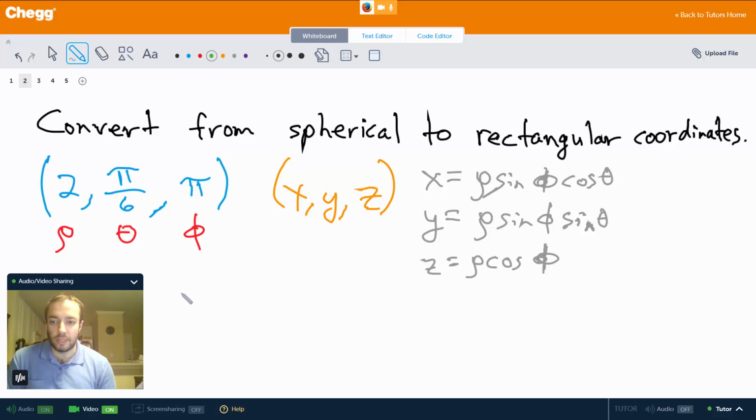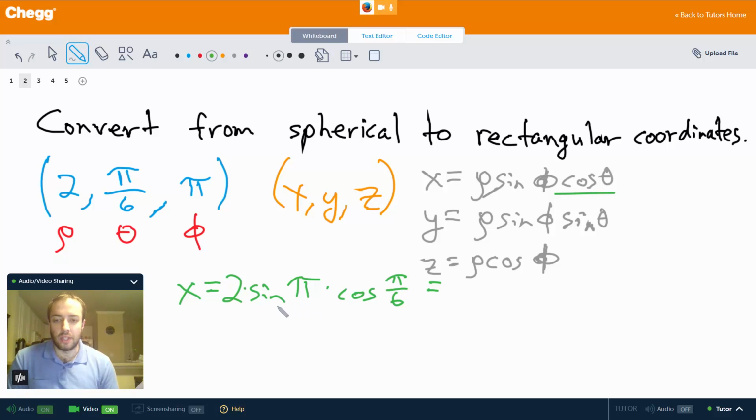So x, using this formula then, x equals rho sine phi cosine theta. So x is 2 sine of phi. Phi is pi. So that's 2 sine of pi times the cosine of theta, and theta is pi over 6, so times cosine of pi over 6, equals what? Well, 2 is just 2. What's the sine of pi? If we know our unit circle, we know that the sine of pi is 0. So this is 2 times 0 times, who cares, because now everything is 0. So we don't really care anymore what the cosine of pi over 6 is because we're just multiplying it by 0. So the x-coordinate is 0.